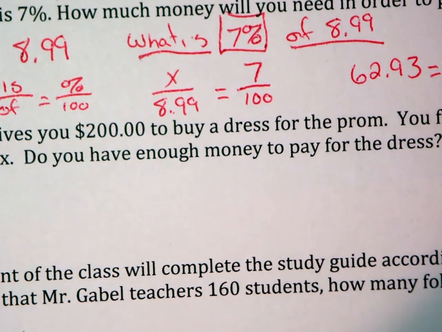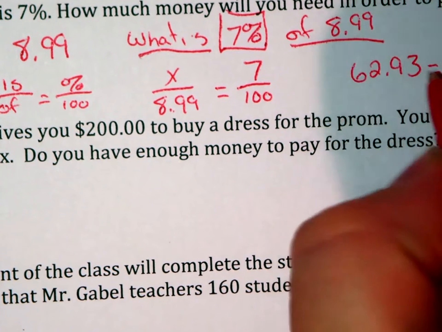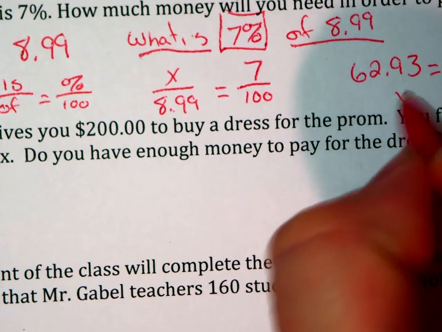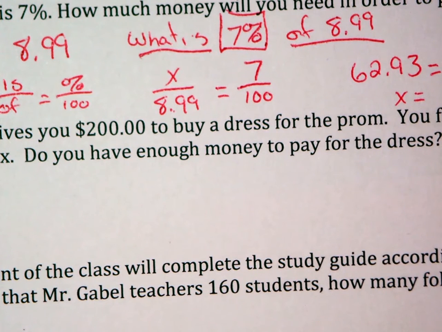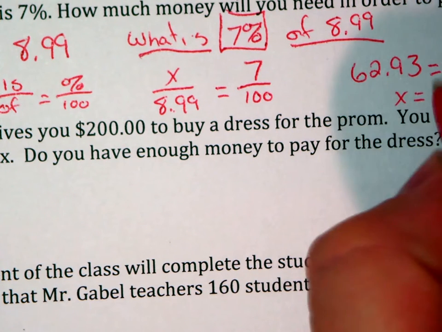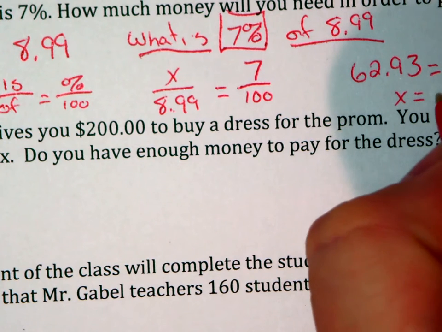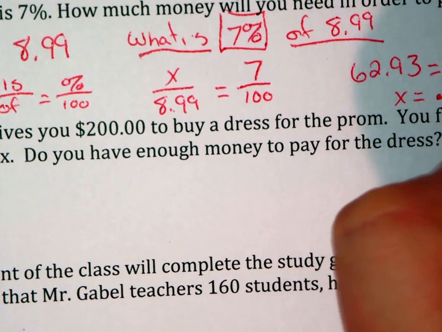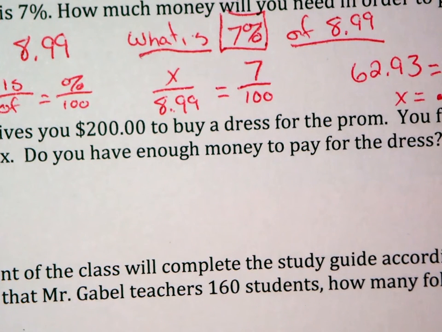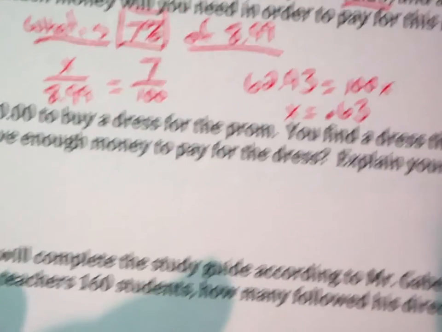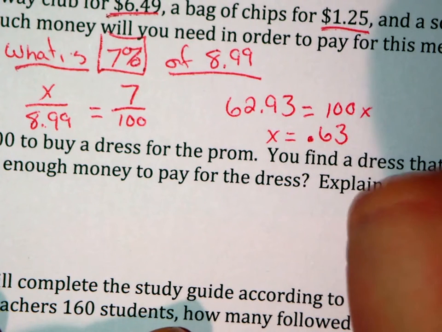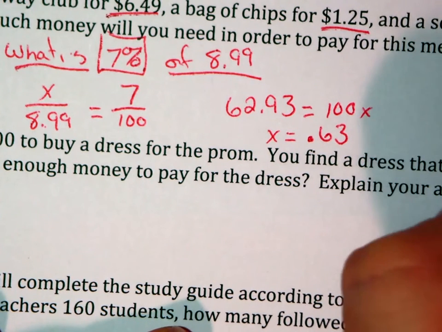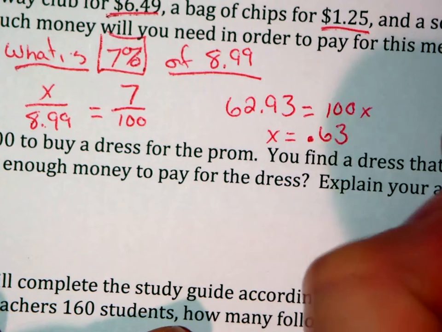We divide both sides by 100 and determine that our tax, which is X, equals 0.629. I'm going to round up to 0.63, or 63 cents. Now, naturally, we would not consider that to be the total cost of the meal. The total cost of the meal was $8.99 plus the tax of 63 cents.